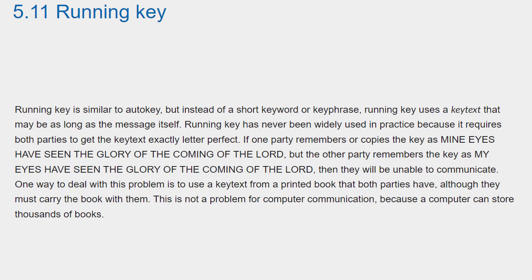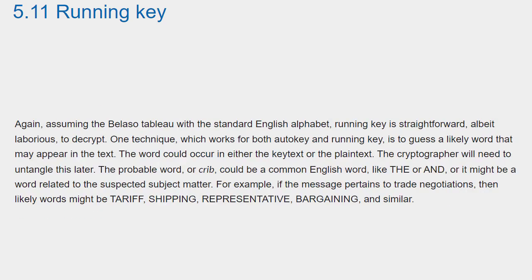One way to deal with this problem is to use a key text from a printed book that both parties have, although they must carry the book with them. This is not a problem for computer communication, because a computer can store thousands of books. Again, assuming the Belasso tableau with the standard English alphabet, running key is straightforward, albeit laborious, to decrypt. One technique, which works for both AutoKey and running key, is to guess a likely word that may appear in the text. The word could occur in either the key text or the plain text. The cryptographer will need to untangle this later.